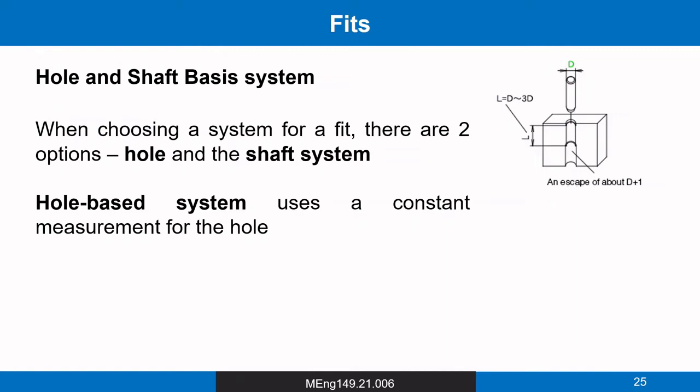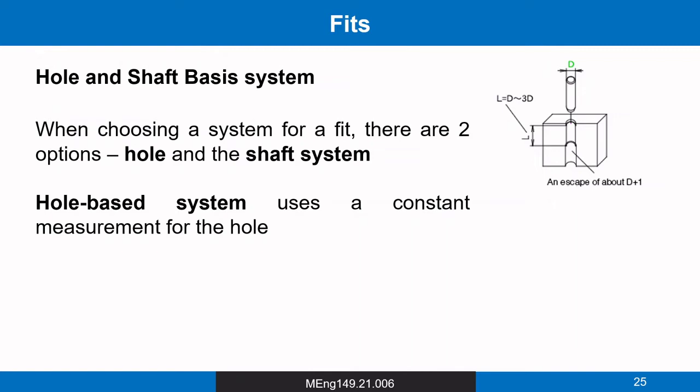Okay, so in that example, since it was stated that it was a basic hole system, allowance was no longer applied to the hole, but what was applied was on the shaft. That's why the diameter of the shaft was reduced by the allowance, but the nominal diameter for the hole was not given an allowance.